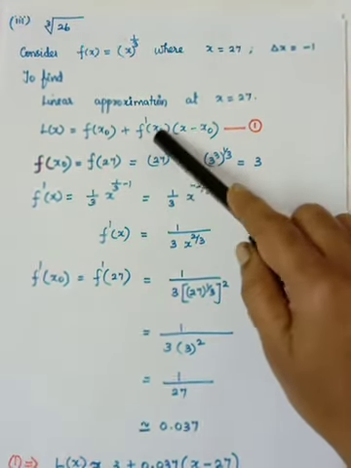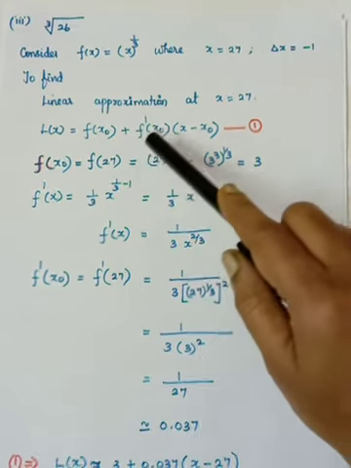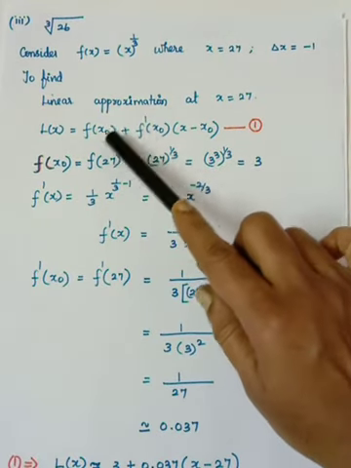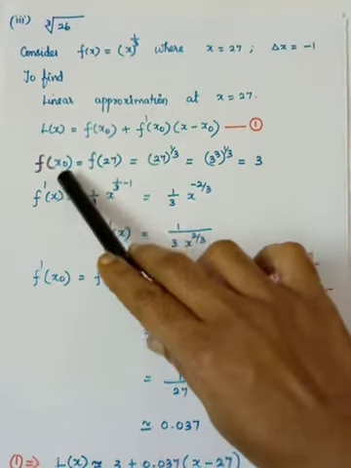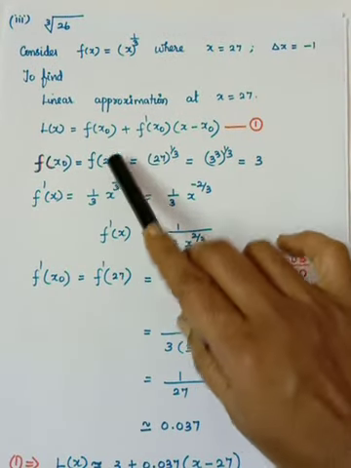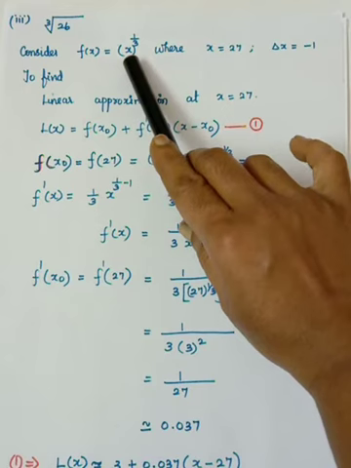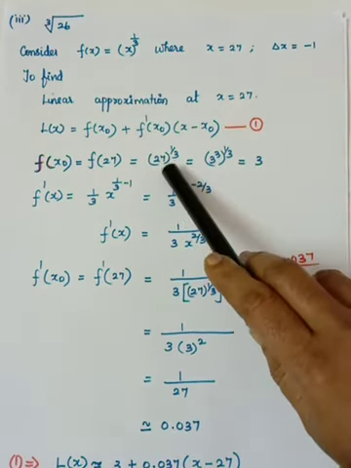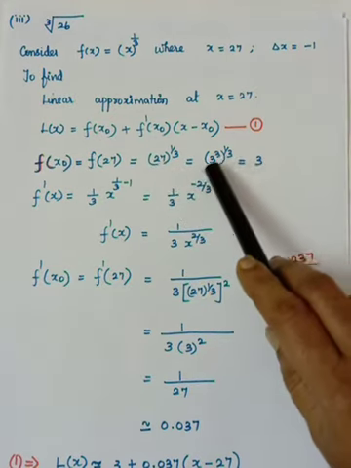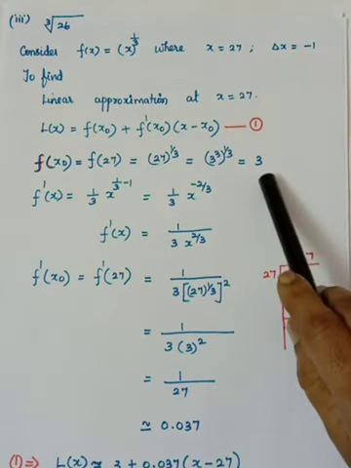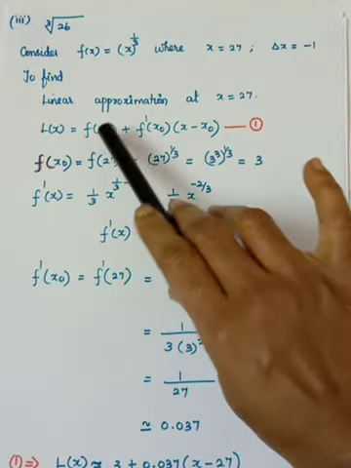The two terms have to be found, f of x naught and f dash of x naught. What is your x naught? x naught is equal to 27. So f of x naught is f of 27. So here in this function, if you substitute x as 27, 27 whole to the power 1 by 3, 27 is 3 cube, so the power gets cancelled. So the answer is 3. So the first term answer is 3.